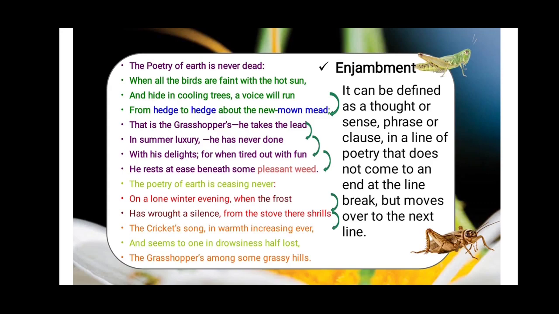The fifth line of the sonnet, that is the grasshopper's, he takes the lead. This line also moves over to the next line. In summer luxury, he has never done, which also runs over to the next line, with his delights, for when tired out with fun, which also runs over to the next line, he rests at ease beneath some pleasant weed.